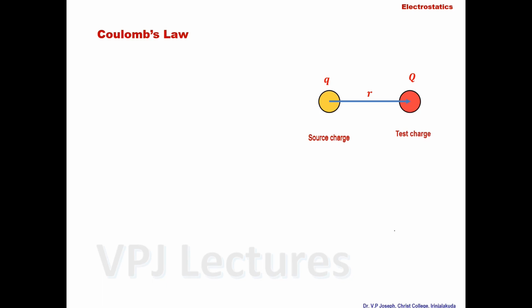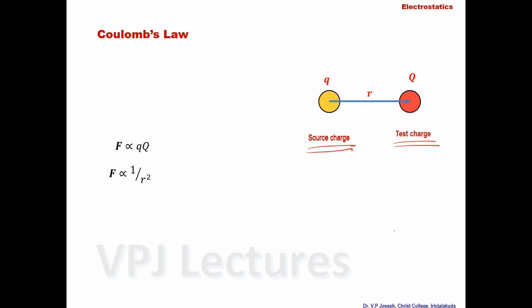In the present case, we have a source charge small q and a test charge capital Q. The distance between the two charges is taken as small r. Even though in this figure the charges are shown with a specific size, we are considering point charges only, so the charge is assumed to be concentrated at a specific location. The distance between the source point and the charge point is taken as r.